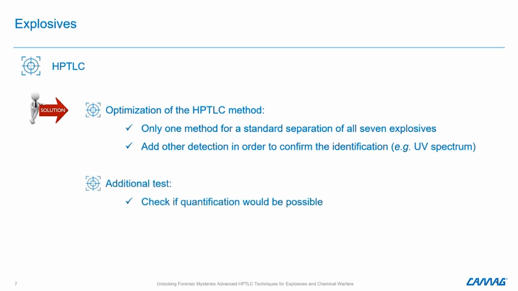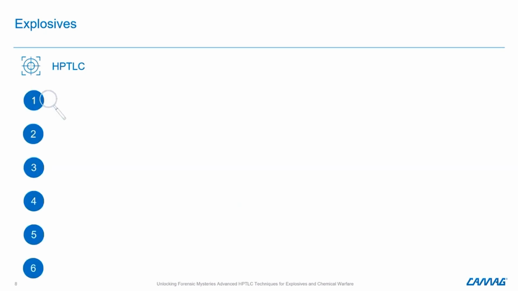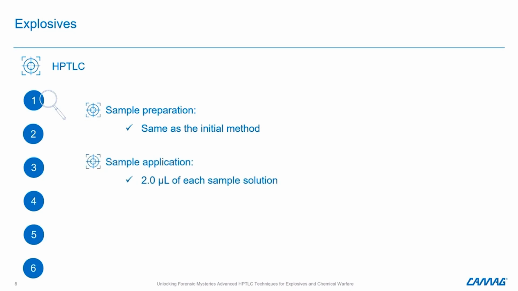We also did some additional tests to check if the quantification would be possible. For the sample preparation, we stay with the same as the initial method. For the sample application, we apply 2 microliters of each sample solution. And for the stationary phase, we use an HPTLC plate, a normal phase with a fluorescence indicator.